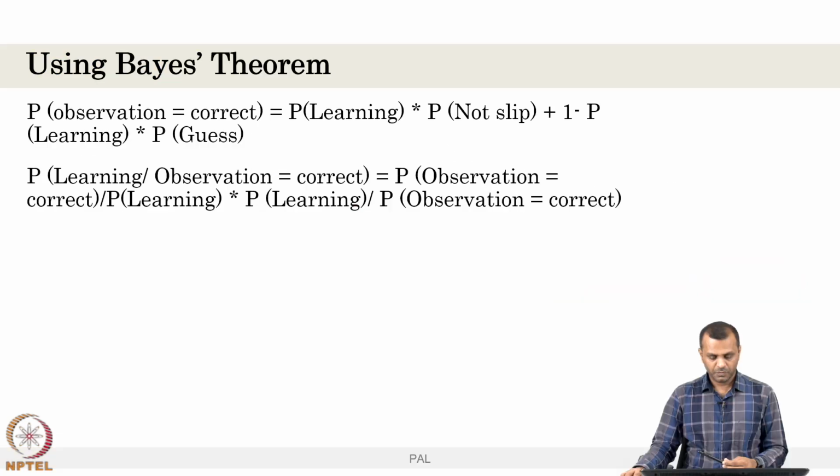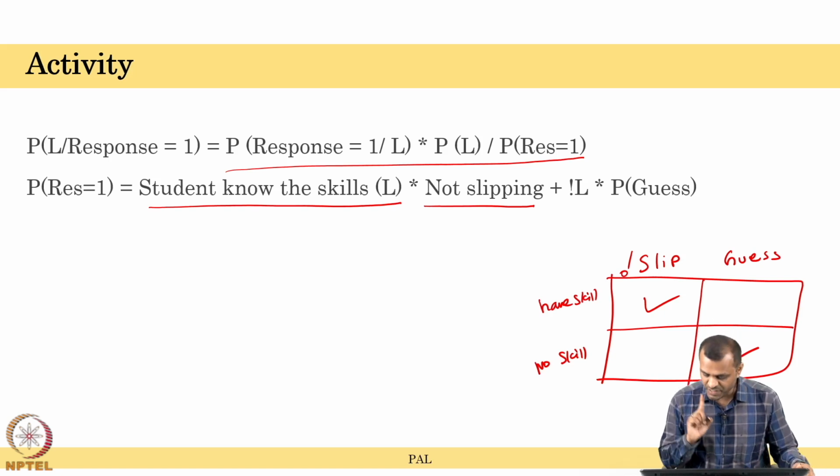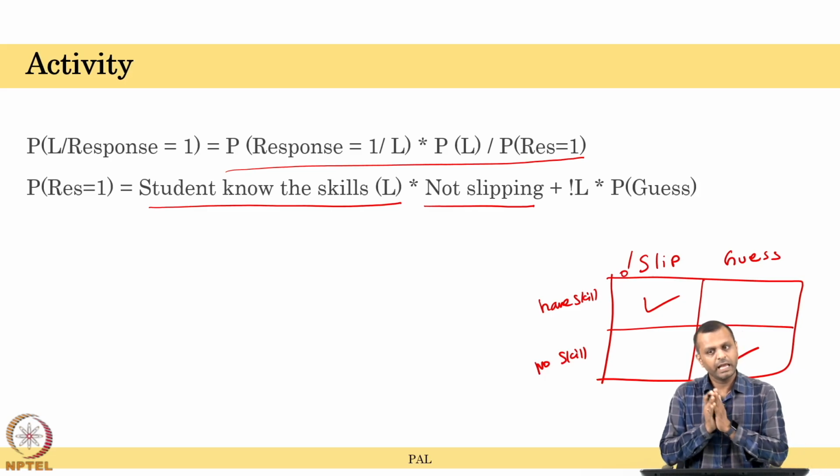Okay, so when will this response be 0? The student has the skill and slipped, or the student has no skill and is not able to guess correctly. The probability of guess is also 0. Then the student will have no score. The student has no skill and does not guess properly, or the student has the skill and slipped.